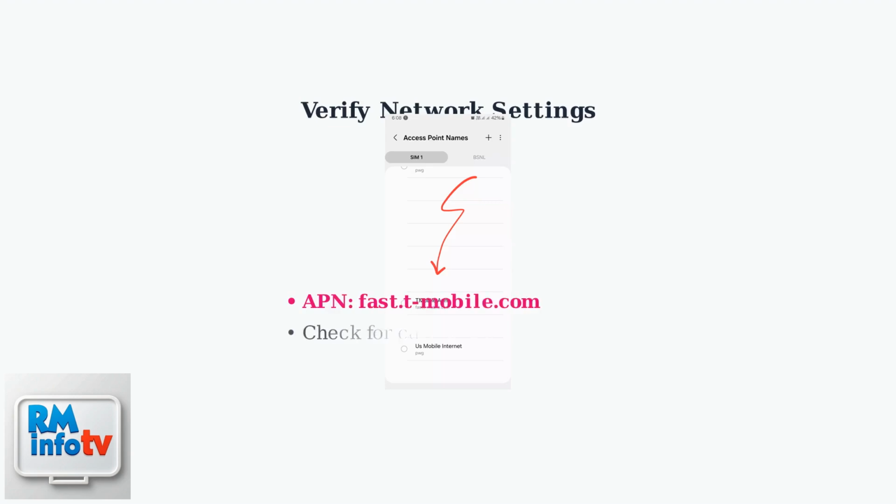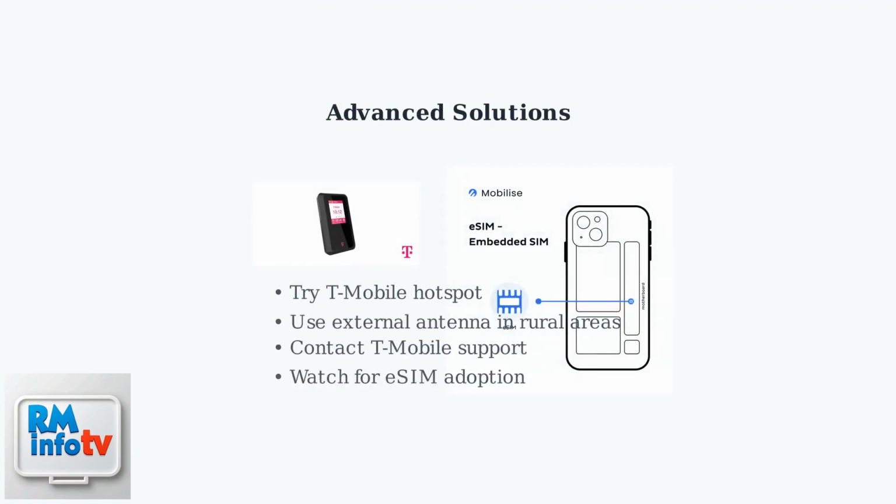Verify your APN settings are correct for T-Mobile. The default is fast.tmobile.com. Also check for network updates in your phone settings. For persistent issues, especially in rural areas, try a T-Mobile hotspot with external antenna. Contact support if problems continue. Consider eSIM technology, which reduces mechanical faults.